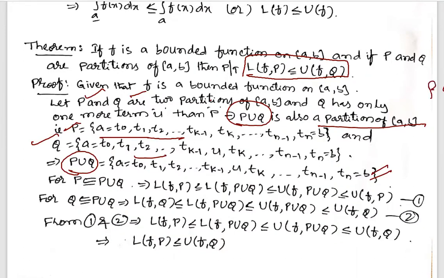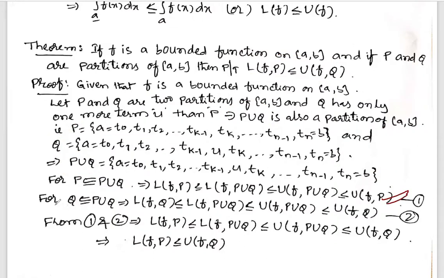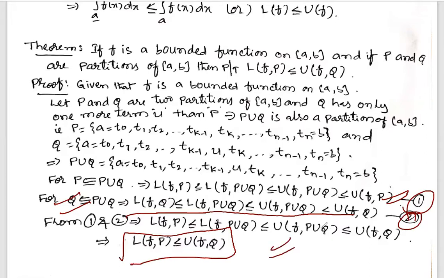So P is a subset of P union Q. So what will you write? L(P,F), which is less than or equal to, instead of P, you will be putting P union Q: L(P union Q, F). This is less than or equal to U(P union Q, F). So something like P, F or F, P, both are the same. So you will be getting this step, this one. In the same way, if you do it for Q, you will be getting this step. Combine this 1 and 2, what is it that you'll get? LPF is less than or equal to UQF. I think I'm clear till here.